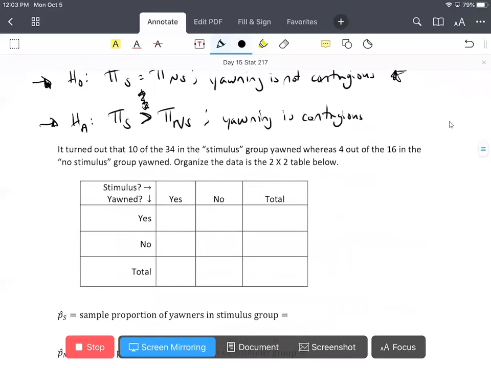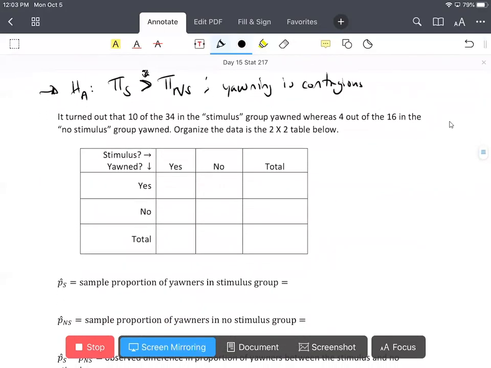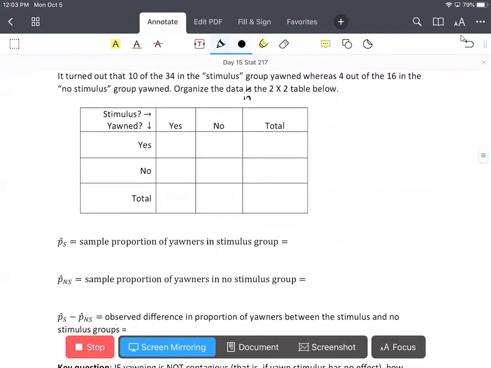So it turns out that 10 of the 34 in the stimulus group yawned, whereas only 4 out of the 16 in the no stimulus group yawned. Organize the data in the, let's try that, in the 2 by 2 table below. So take a moment, pause, and see if you can complete this table.